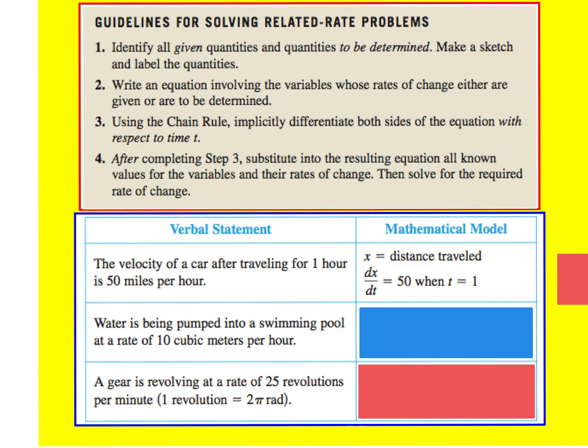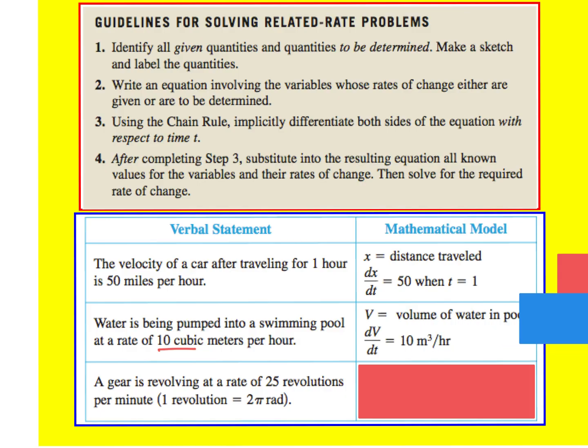All right, let's look at the next one. Water is being pumped into a swimming pool at a rate of 10 cubic meters per hour. If I were to fill a pool, what do we actually have? Is it volume? Is it area? Is it just a constant? We have volume in a pool, and it is at a rate of 10 cubic meters per hour. So that is a related rate, and it's dV/dt is equal to this 10 cubic meters per hour.